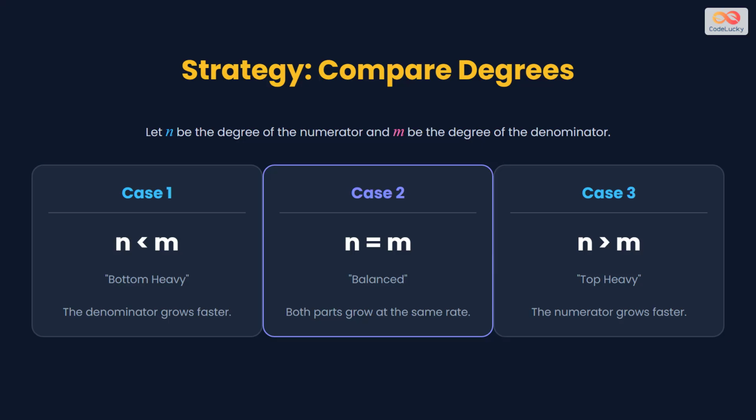The secret to finding the horizontal asymptote without graphing is to compare the degrees of the top and bottom polynomials. Let n be the degree of the numerator, and m be the degree of the denominator. There are only 3 cases you need to know.